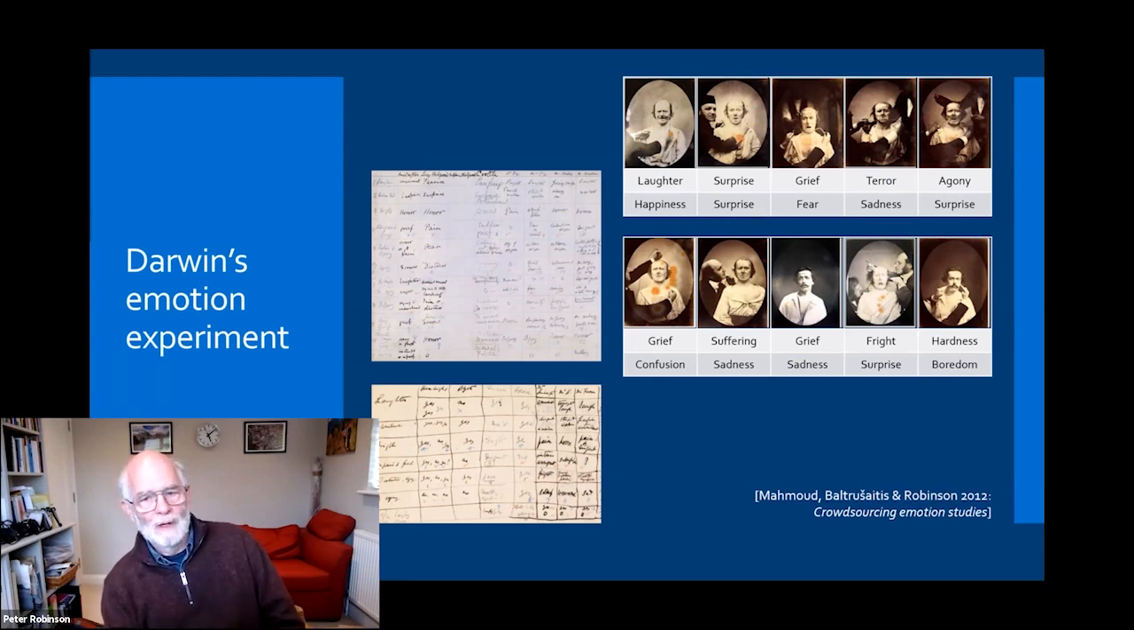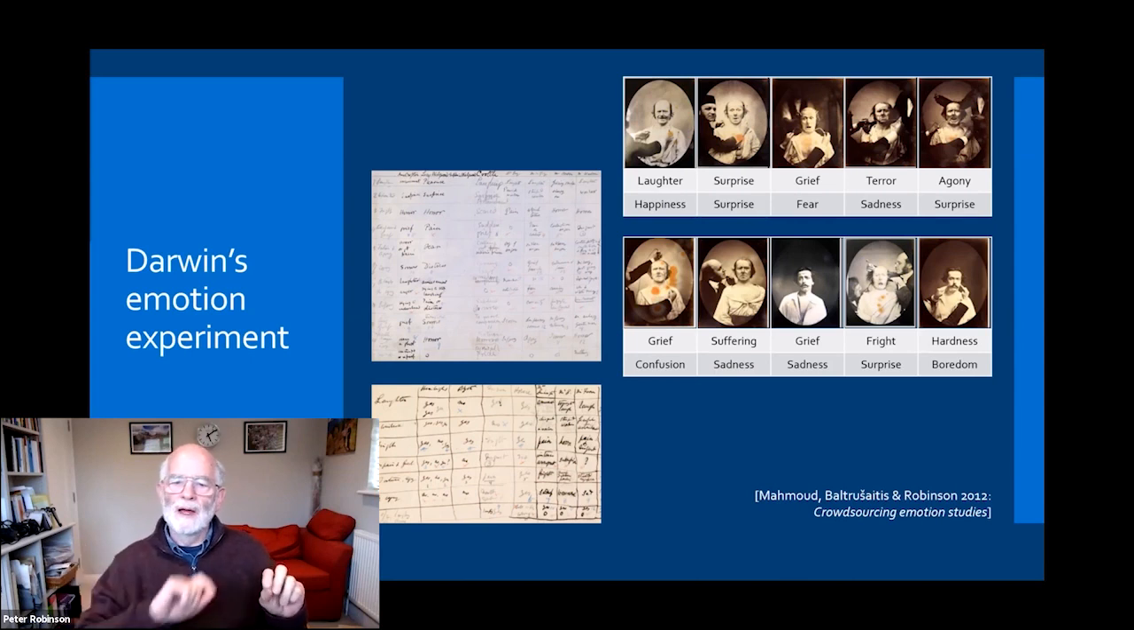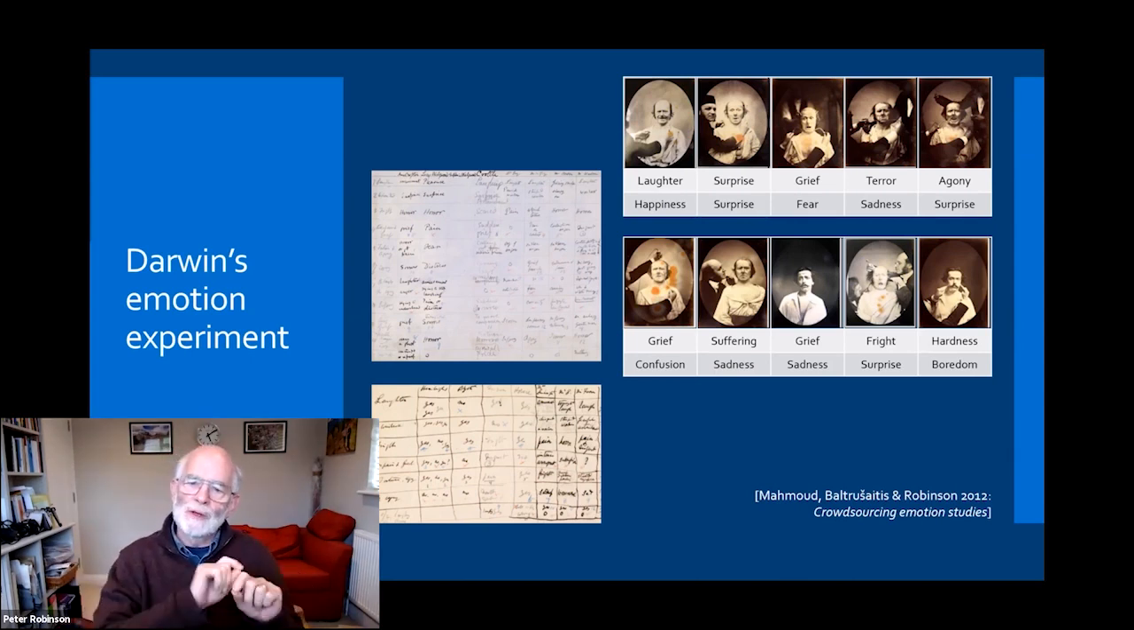And here you see the photographs that we used, 10 of the photographs from the collection, and also some pictures of Darwin's original spreadsheets. It's got the names of the guests across the top, and the names of the photographs down the side, and the expression that they saw written into the cells of the spreadsheet. And Darwin saw that there was a consensus view.